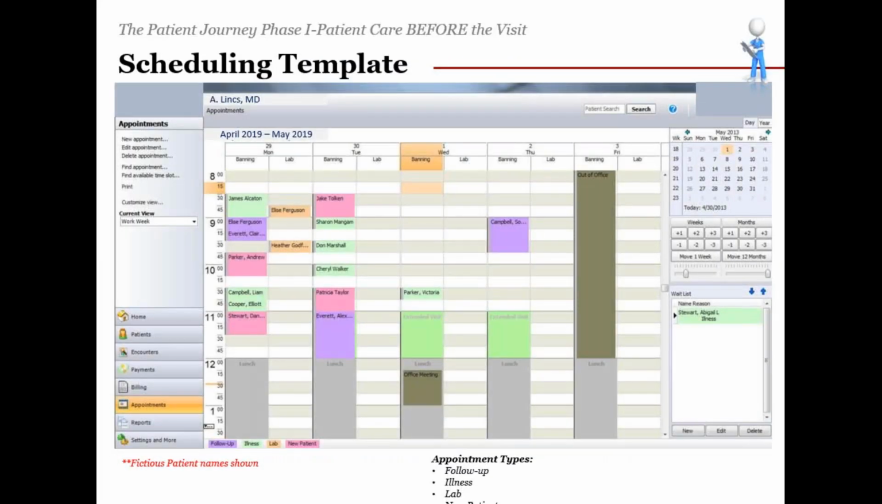So this is an example of a scheduling template. As you can see, it's color-coded, and appointment types could include follow-up visit, illness, lab, or new patient. So again, it's nice to have these so you are aware of access. You've heard of the double booking, triple booking, all the bookings. Again, it's trial and error till you find that sweet spot, because you have to make accommodation for no-shows, which averages about 20%, but could be higher depending on location. So things you should keep in mind.